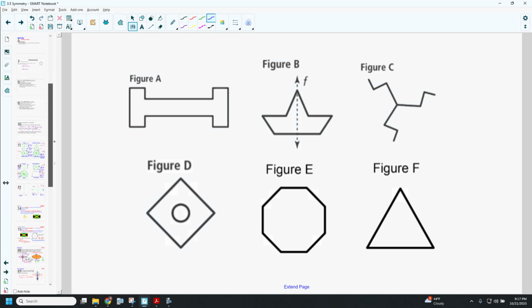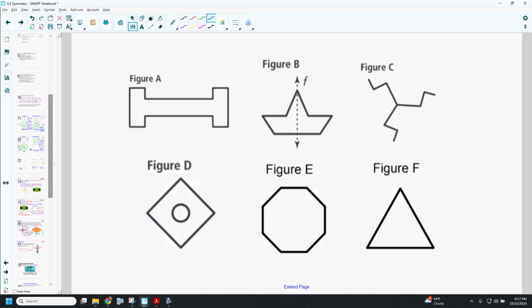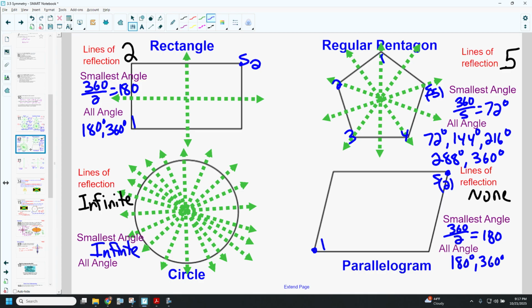Before you do start, I do want to go back to and talk about the circle. The circle is the one shape that I can draw an infinite number of lines that will create lines of reflection. There is no maximum to it. There's also an infinite number of angles. I can turn this 1 degree. I can turn it a half a degree, a quarter of a degree, a tenth of a degree. There's an infinite number of turns you can make because it's the exact same shape all the way around.